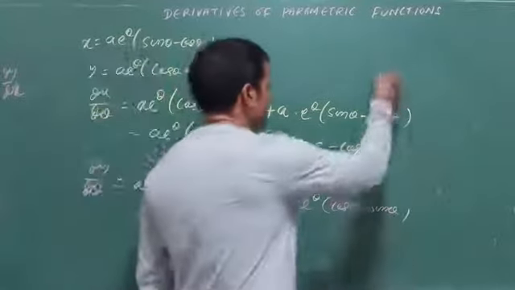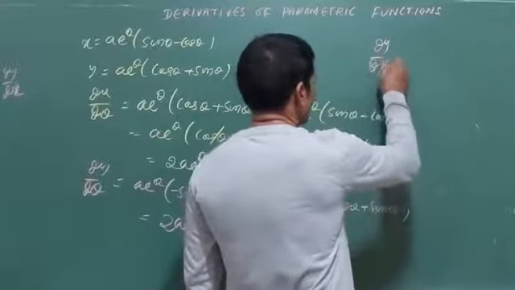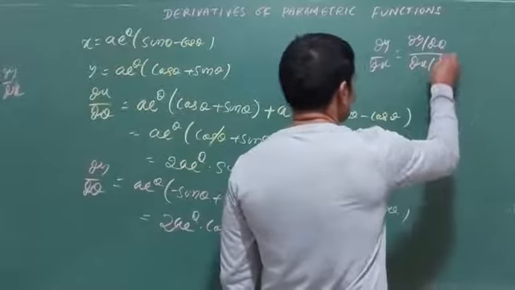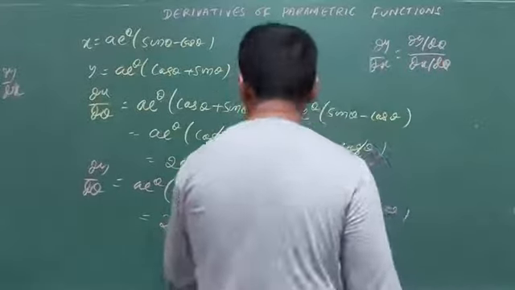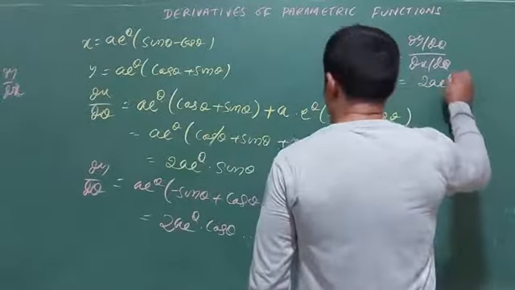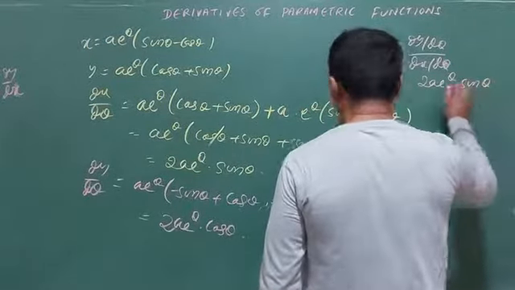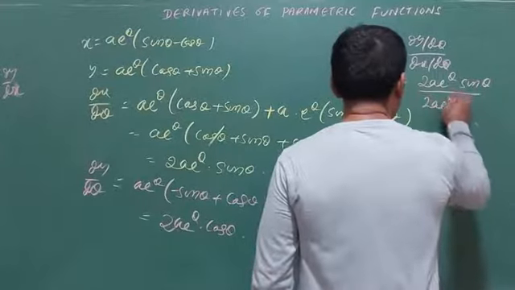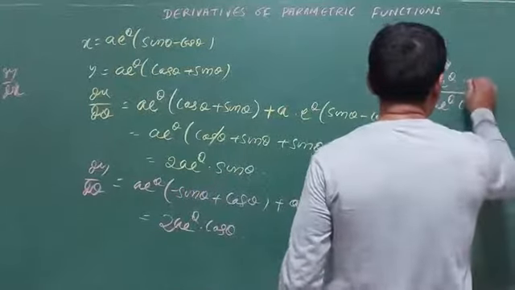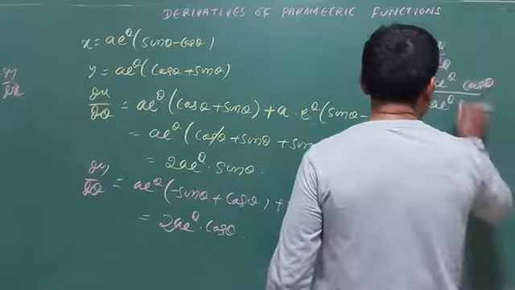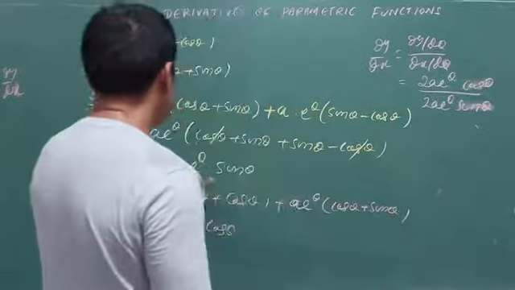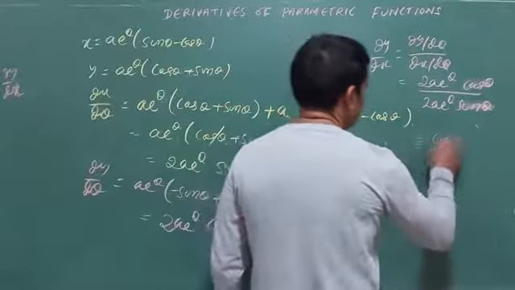Go with the formula dy/dx = (dy/dθ) divided by (dx/dθ). This divided by this gives you 2a e^θ cos θ over 2a e^θ sin θ. Oh sorry, the numerator becomes cos θ and the denominator becomes sin θ. dy/dθ is 2a e^θ cos θ and that is divided by your 2a e^θ sin θ. That gives you cot θ.